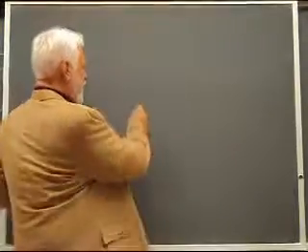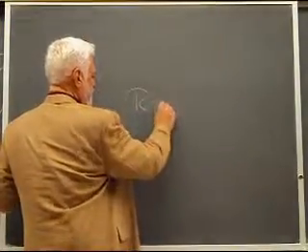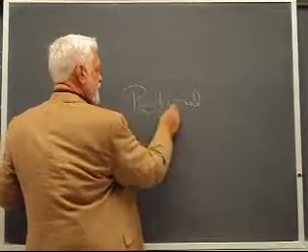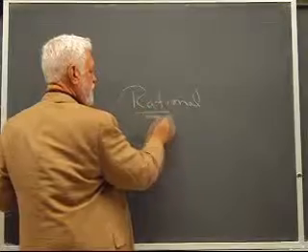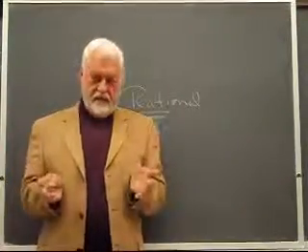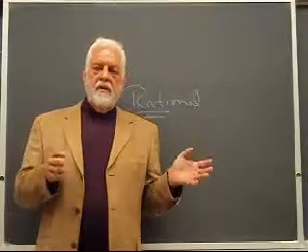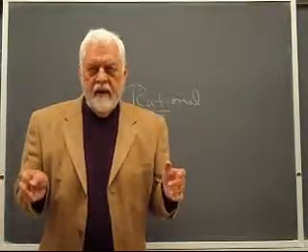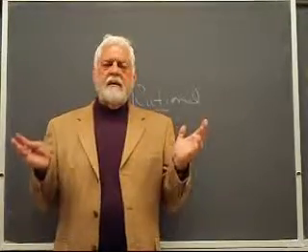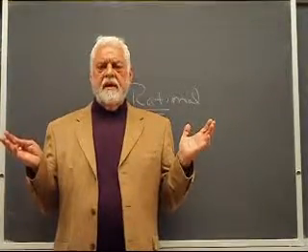The word rational. Look at the root of that word. Ratio. What's a ratio? A ratio is a comparison of two different magnitudes. 2 to 1, 4 to 1. And what we mean by rational behavior is that people weigh their costs and benefits when making a decision.